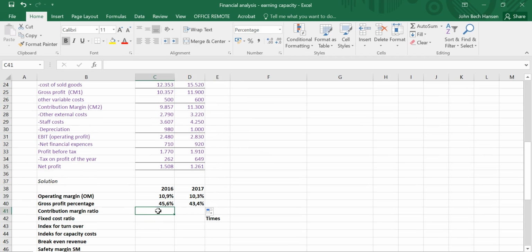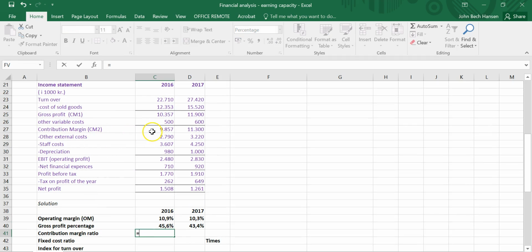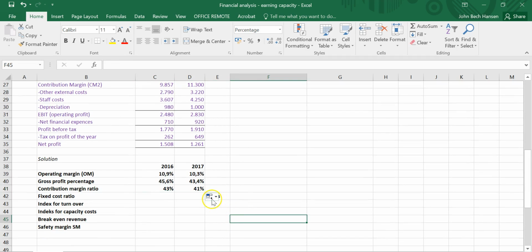Okay, and contribution margin ratio, that is, or CM2, that is contribution margin divided by, yes, right, turnover. Copy that over here. Okay.